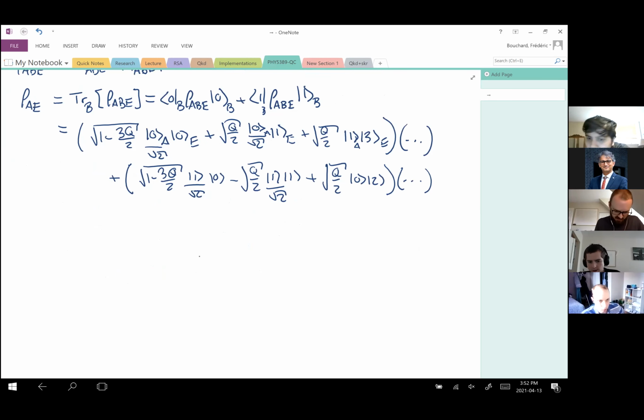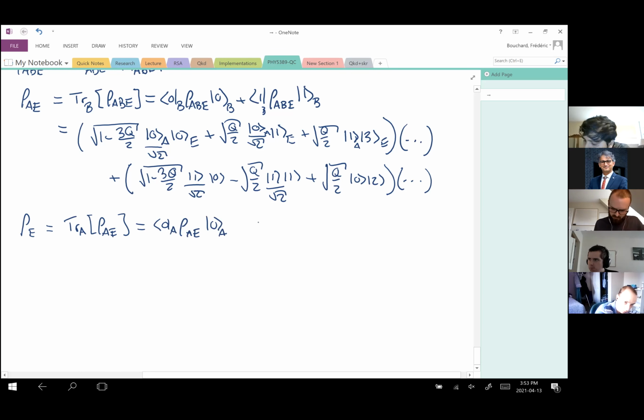Something else we'll need to calculate is rho E. That's just taking the partial trace over A of rho AE. So same thing now, but okay. So here's how it looks like.